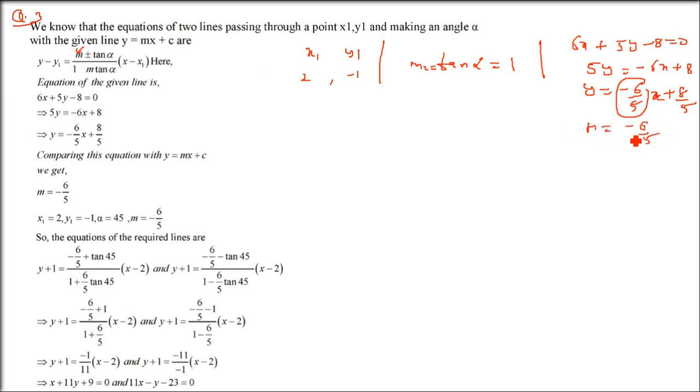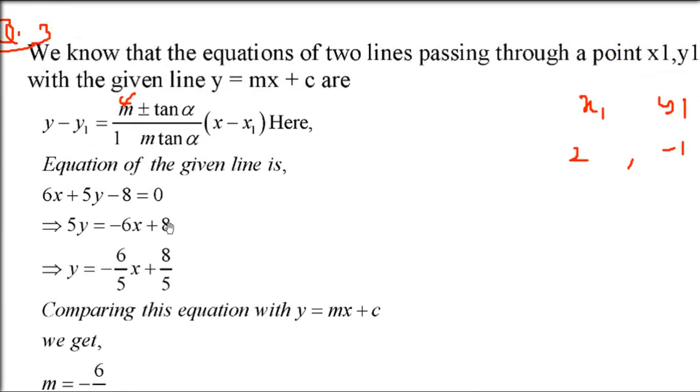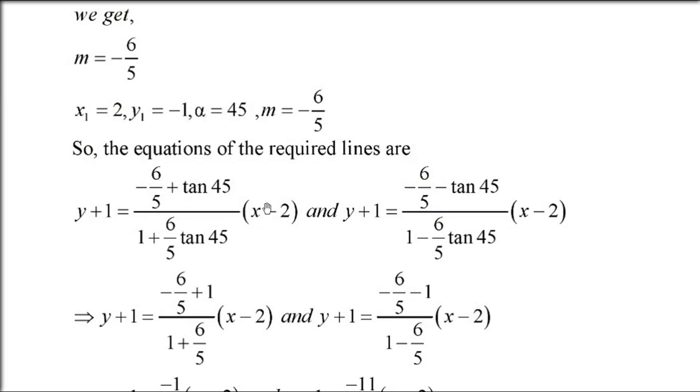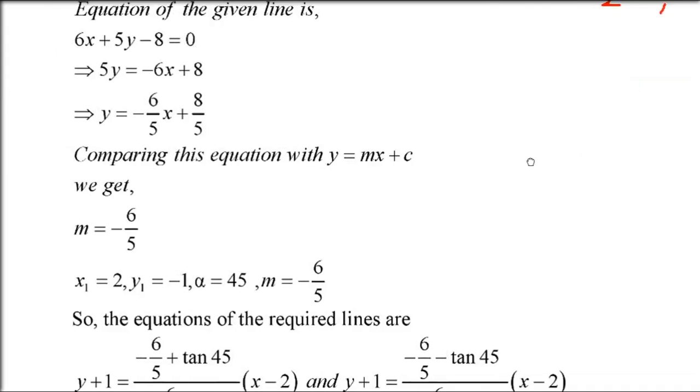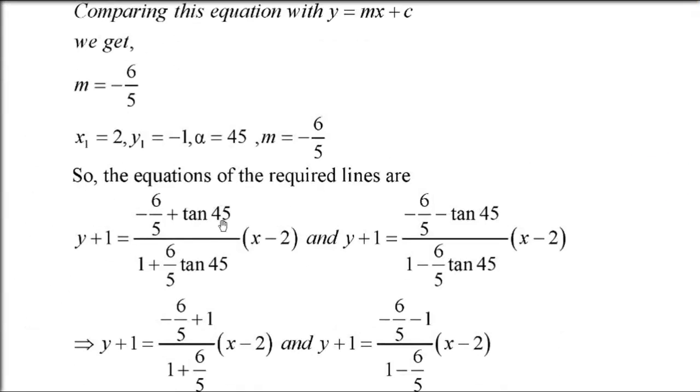Now all things are clear, you will be able to do it. Okay. So let me just show you. Now y minus y1, x minus x1. And of course y1 is minus 1 and x1 is 2. So y minus y1 is y plus 1, x minus 2. And m is minus 6 by 5. So this minus 6 by 5, put it here. Minus 6 by 5. And tan 45 is, of course, 1.